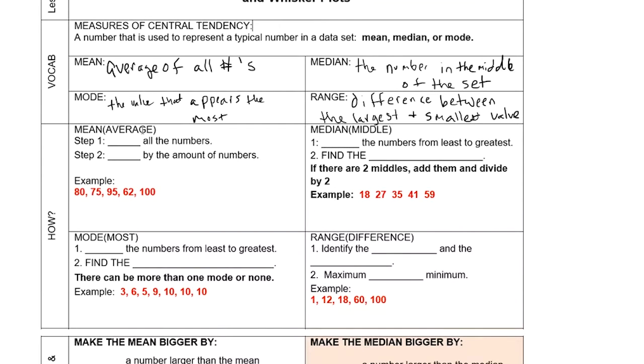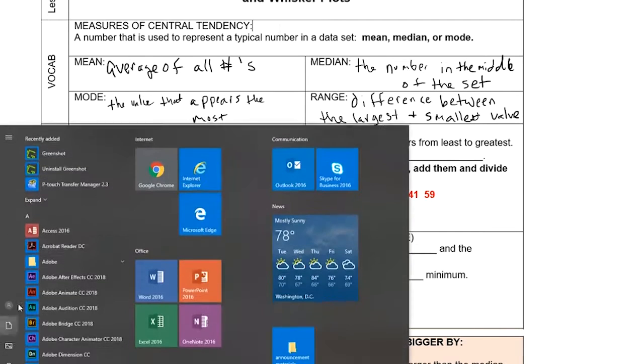So let's find the mean or the average. So the mean, step 1, is to add all the numbers. And step 2 is divide by the amount of numbers. So let's go ahead and do that. Let me pull up my calculator.